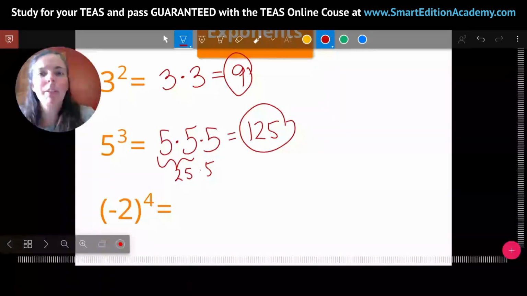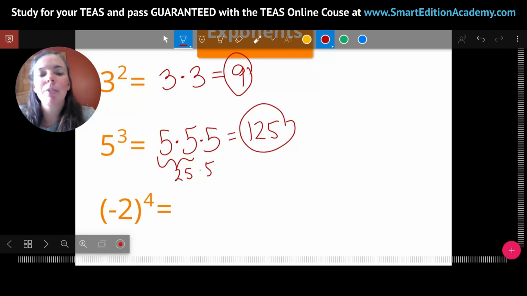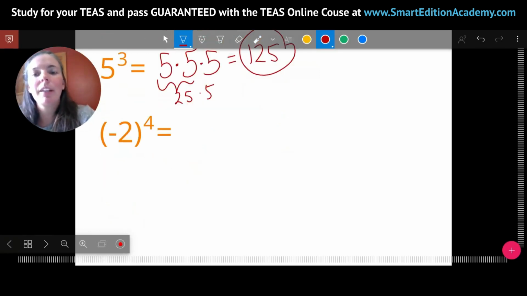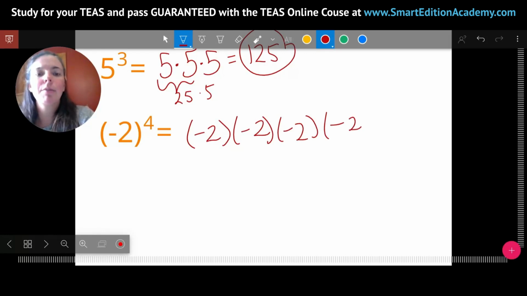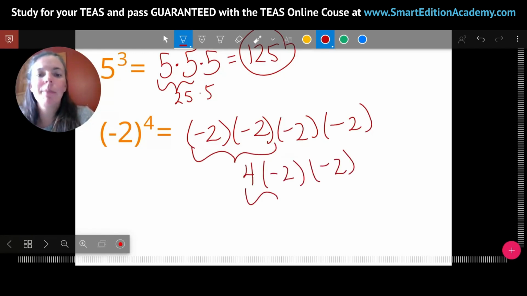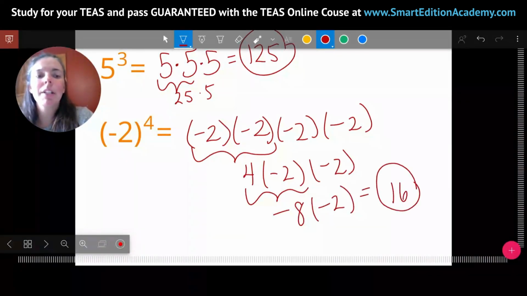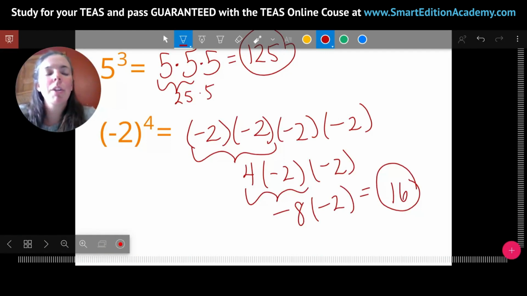Okay, now let's look. The most common mistake here that I see with exponents is not being aware of your negative. So let's talk about what happens when we have a negative. (-2) to the 4th. So (-2) to the 4th means -2 times -2 times -2 times -2. So just being careful, -2 times -2 is 4. Okay, 4 times -2 would be -8. -8 times -2 would give me a positive 16. So notice how (-2) to the 4th power is a positive 16.